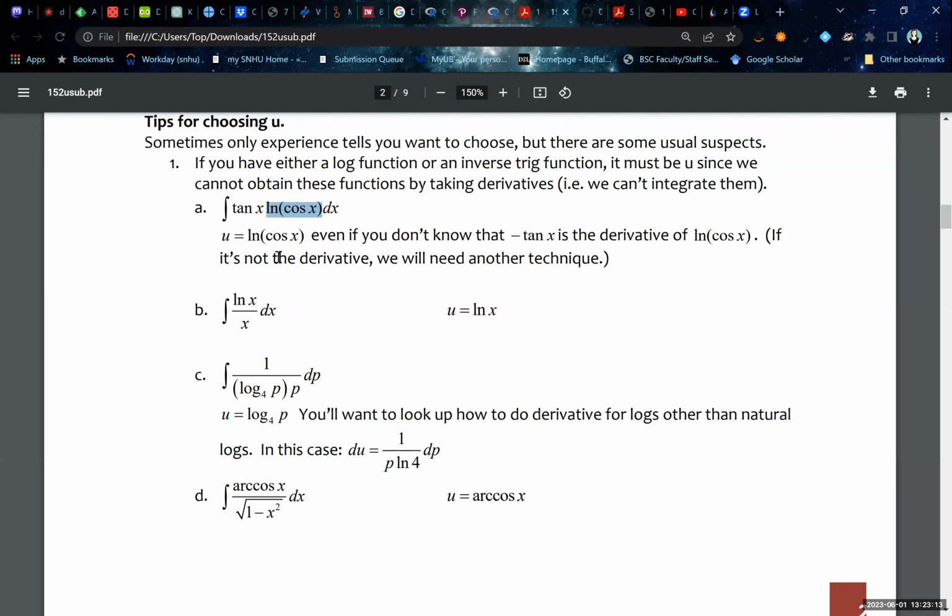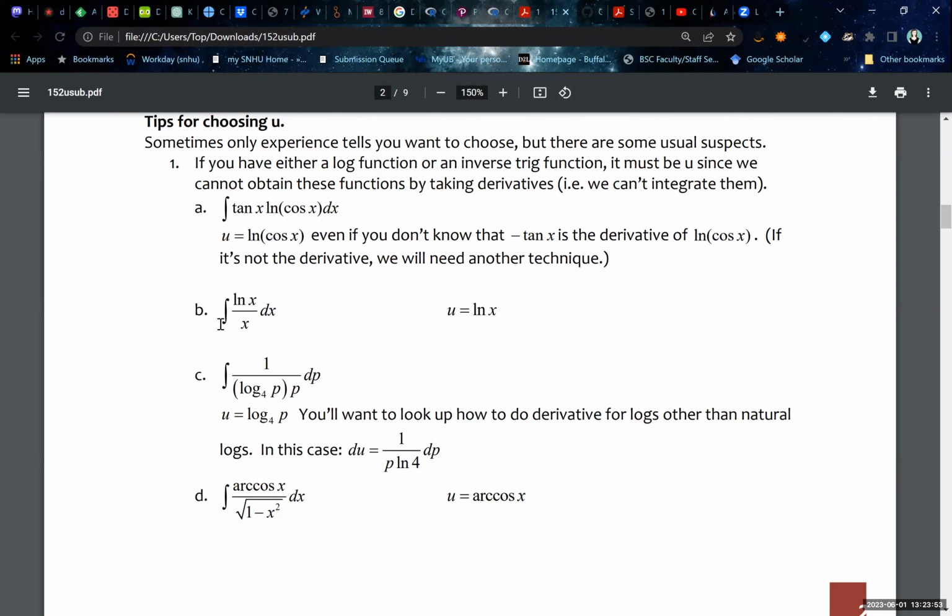Typically, logs also tend to be things that you want to make u substitutions for, because we can't integrate log as it is. There's no basic log rule for the antiderivative of log x. So it's very useful to make replacements for log functions. If they will yield to substitution, let that be u, and then see if you can obtain something similar to the rest of the function after you take the derivative. So again, more complicated function, logs, those tend to be good u functions.